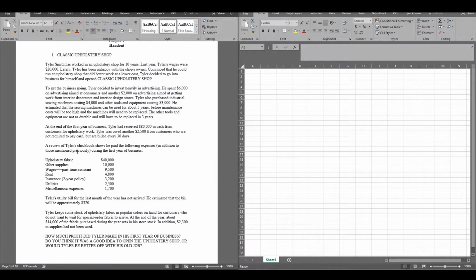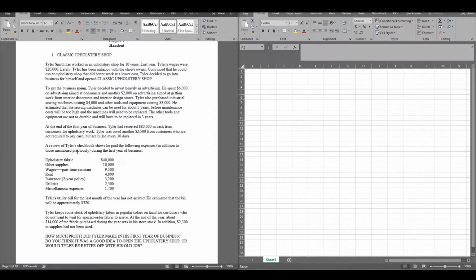So the Classic Upholstery Shop narrative says Tyler Smith has worked in an upholstery shop for 10 years. Last year, Tyler's wages were $20,000. Lately, Tyler has been unhappy with the shop's owner. Convinced that he could run an upholstery shop that did better work at lower cost, Tyler decided to go into business for himself and opened Classic Upholstery Shop.